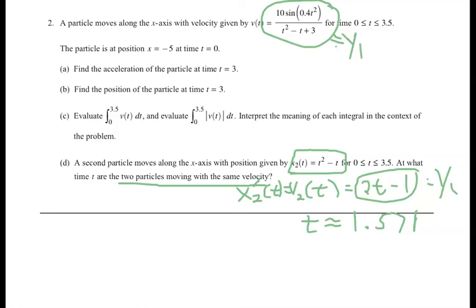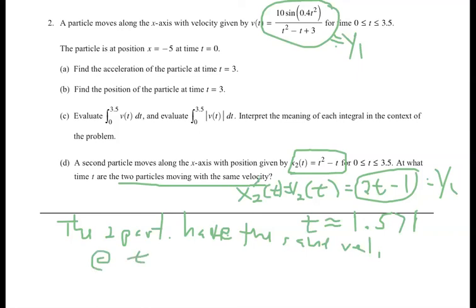And then you would answer the question and say the two particles have the same velocity at t equals 1.571. That would be the end of that whole problem.